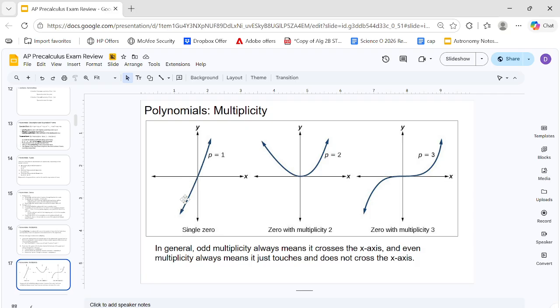If it's single, a multiplicity of 1, it goes through. Multiplicity of 2, it just touches. And then multiplicity of 3, it kind of snakes through. So it still passes, but it doesn't just cross. It kind of snakes through and then passes.